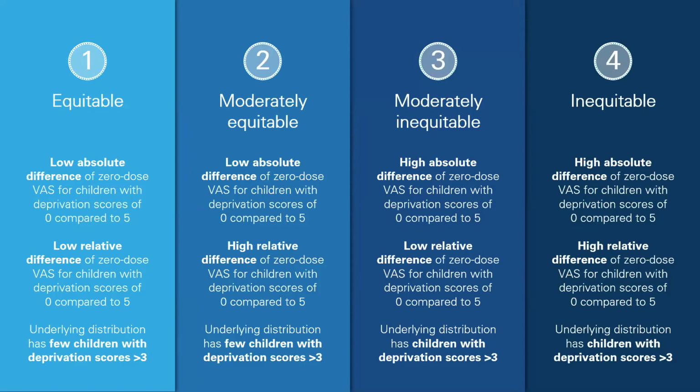So we can then bring those pieces of information into a kind of equity profile for the program. And we might conclude that for an equitable program, we can expect low absolute and relative differences between the zero deprivation group and the five deprivation group. And we would also expect to see few children with three, four, or five of the deprivations. Then on the other end of the spectrum, the inequitable program, we would expect high absolute and relative differences between the groups, and we would expect to see many children in the groups with three, four, and five deprivations. At least that's one way to bring it together into a profile.